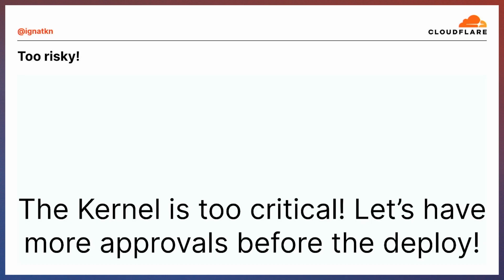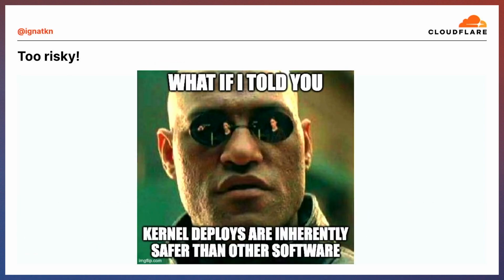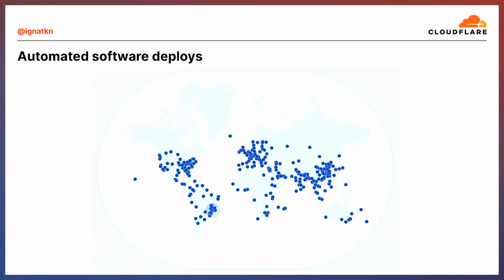Finally, there is this human factor, right? The kernel is just too critical. It's this component. Let's have a process which would have more approvals before we can deploy. A regular server requires 1 approval, but for the kernel let's have 3, right? And again, this is natural because this is our perception of a kernel break this month. But what if I told you that kernel deploys are inherently safer than any other software? Would you believe me?